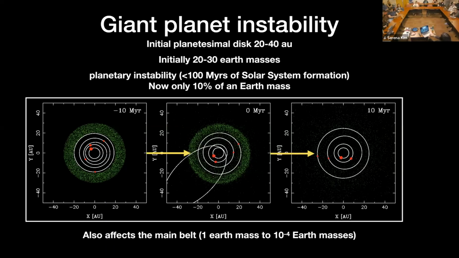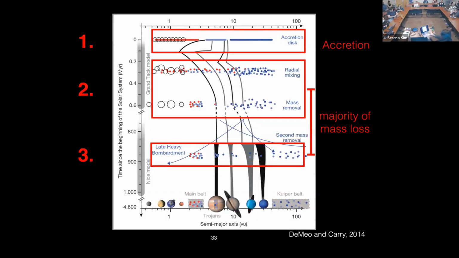However, not only does it affect the primordial Kuiper belt, it also affects the main belt as well. And so for the primordial Kuiper belt, we started out with 20 to 30 Earth masses, and now we only have 10% of an Earth mass in the current Kuiper belt. And in the main belt, we started out with about 1 Earth mass, and now we only have 10 to the minus 4 Earth masses. So these are the depletion steps 2 and 3.